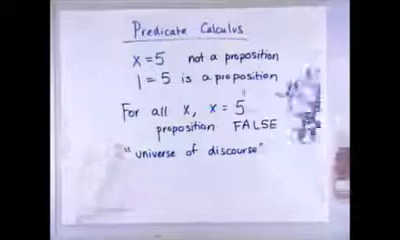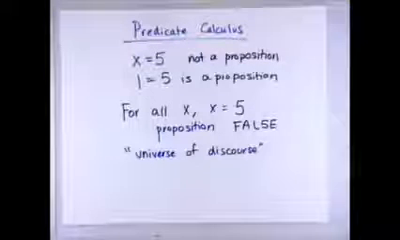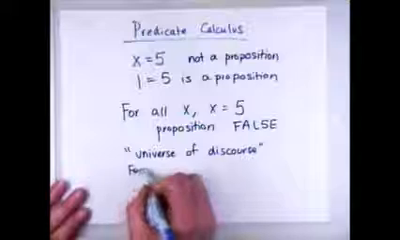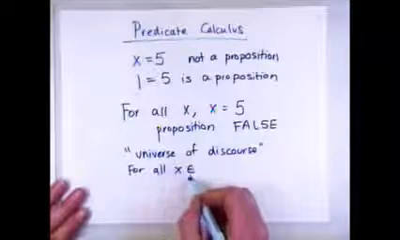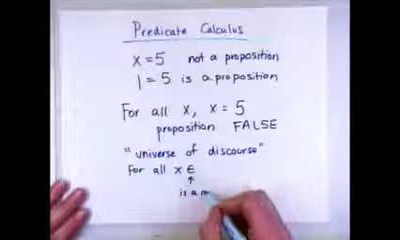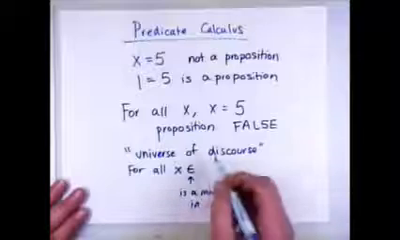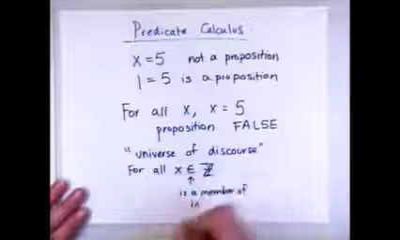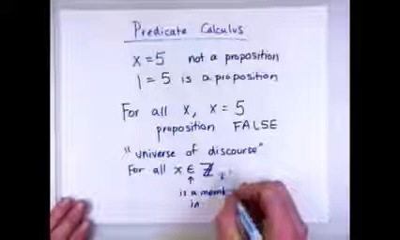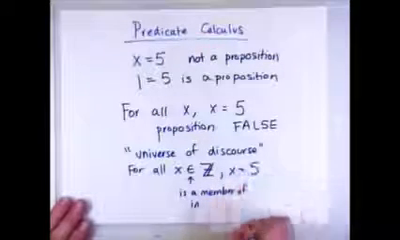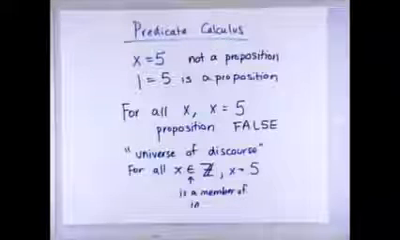In this case, I might say that x is the integers. So if someone were a mathematician, I would say for all x, and this symbol means is a member of, or simply in, Z, and Z represents integers. For all x in Z, x equals 5. That's my predicate, and it is false.